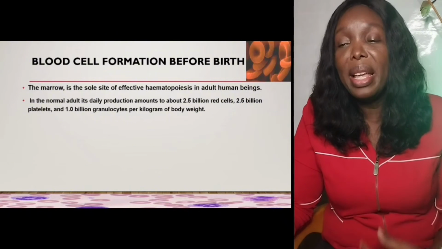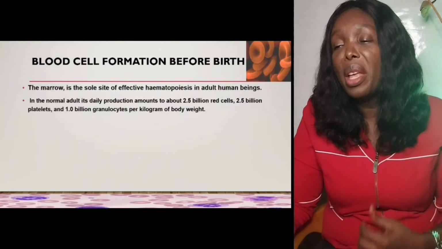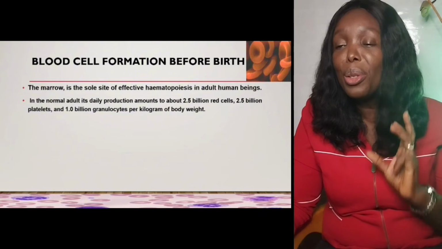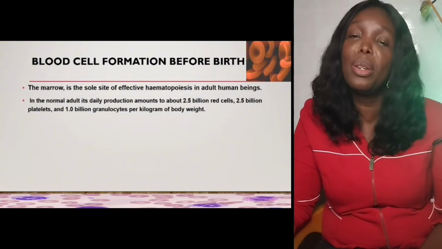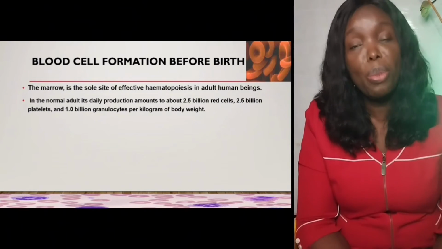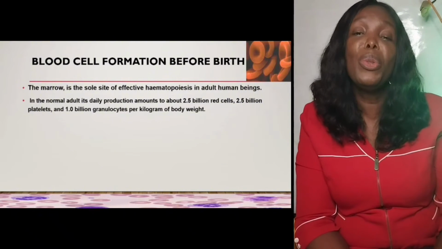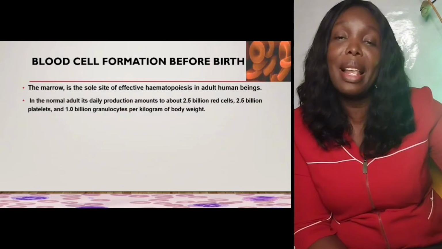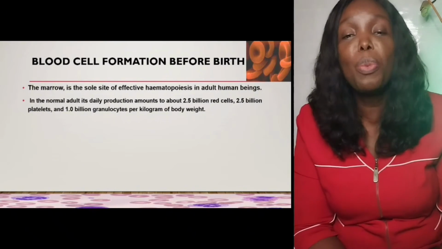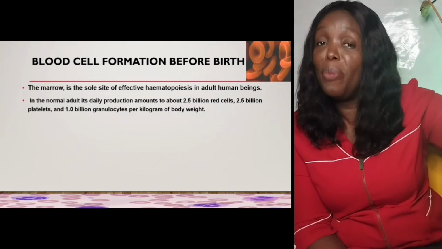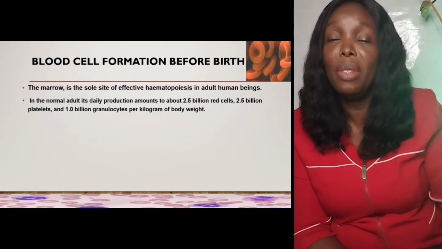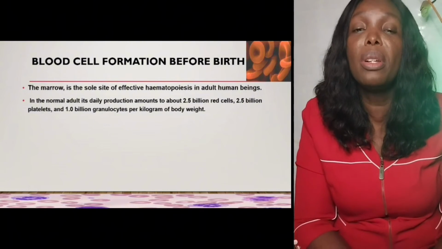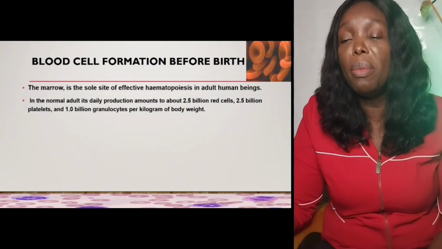The bone marrow is the sole site of effective haematopoiesis in adult human beings. When the bone marrow is compromised in an adult, you see what we call extramedullary haemopoiesis. Other sites, like the liver and spleen, can resume the function that they performed at the fetal stage of development. But in a normal adult, the site of blood cell production is the bone marrow.